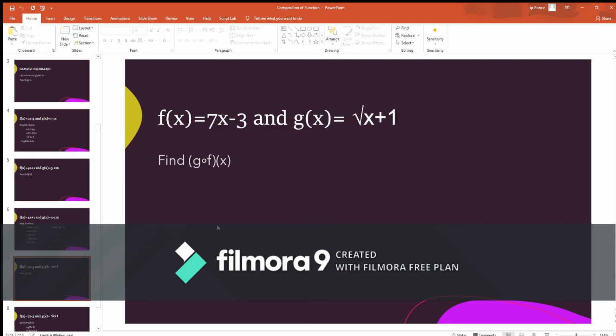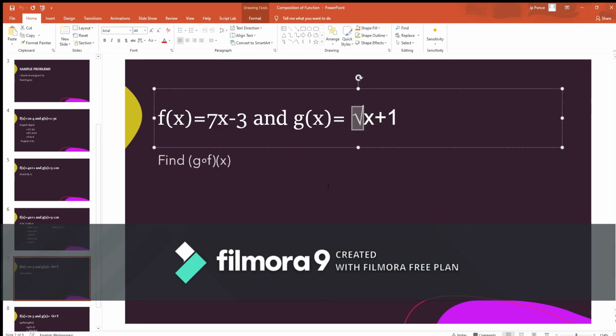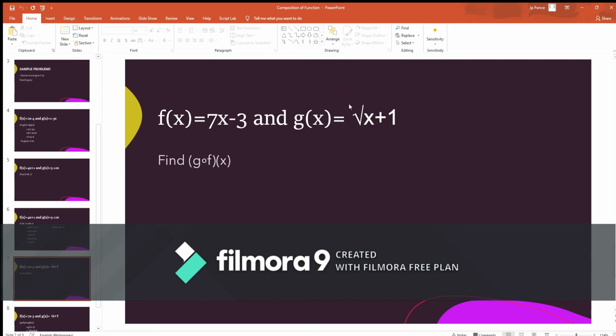Now for our last problem, this one just looks complicated, but it's still a variation of the other two problems. Now, f of x is equal to 7x minus 3, and g of x is equal to the square root of x plus 1. Now, in the first problem, we needed to find f of g. Now, we need to find g of f of x. And there is a radical sign. But don't be rattled by the radical sign, because it's just there to confuse you a bit. It's really just another variation of the previous problems.